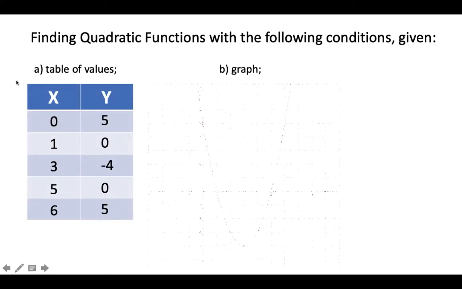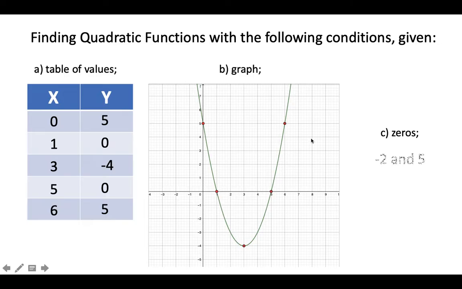How to find the quadratic functions given the following conditions? First, table of values, given a graph, and given zeros. Expectedly, our answers will be written as y equals ax squared plus bx plus c, or y equals a times quantity x minus h squared plus k. In some other references, the first is called the standard form of a quadratic function, and the second is the vertex form.